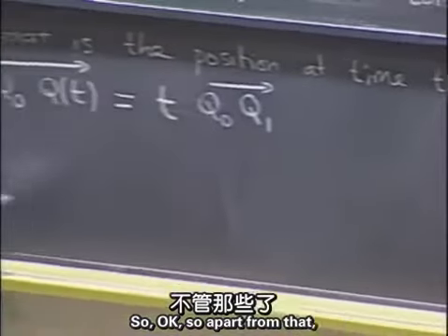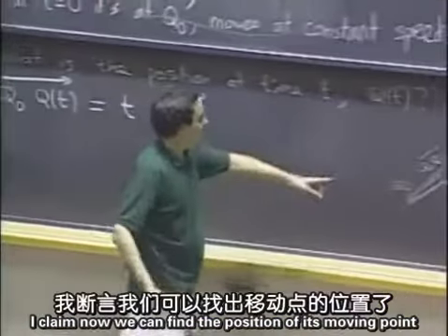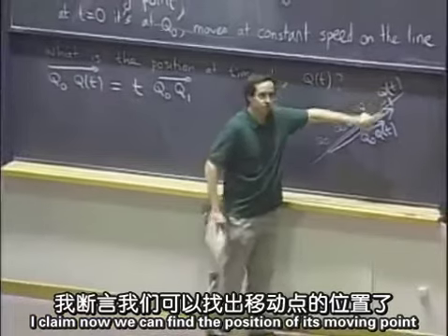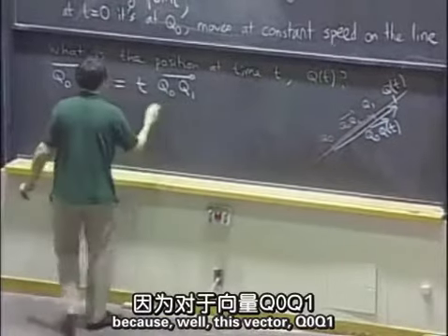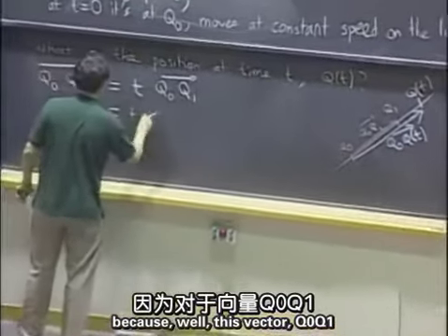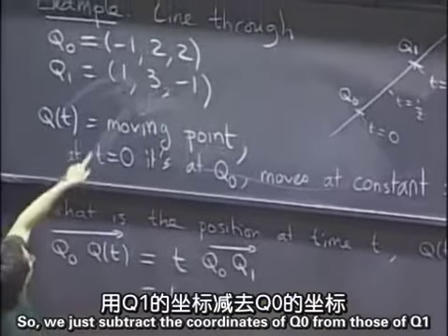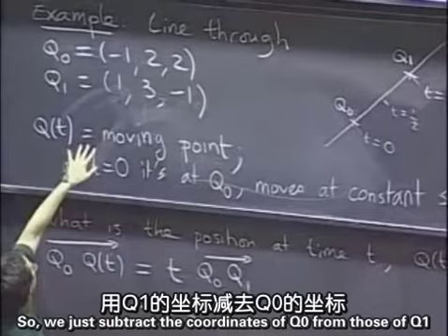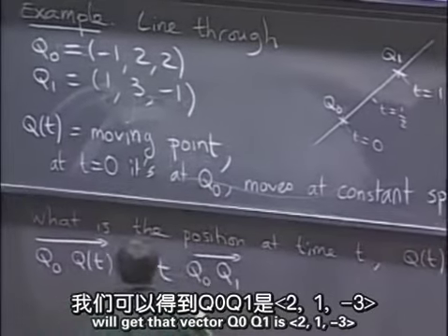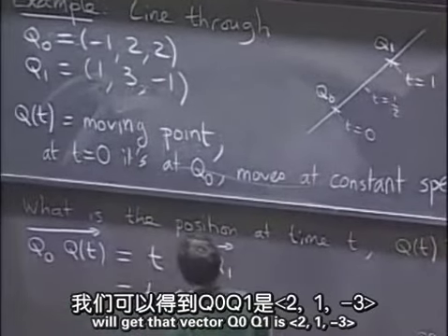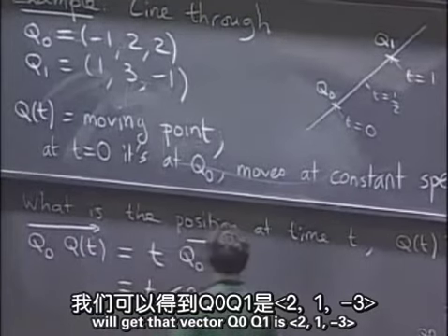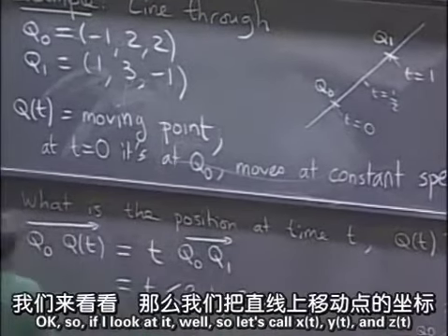So apart from that, I claim now we can find the position of this moving point. Because this vector q0, q1, we can find from the coordinates of q0 and q1. So we just subtract the coordinates of q0 from those of q1. We'll get that vector q0, q1 is 2, 1, minus 3. Okay?